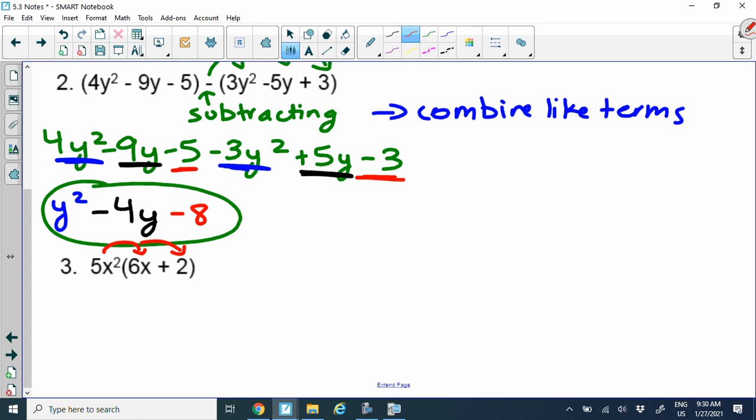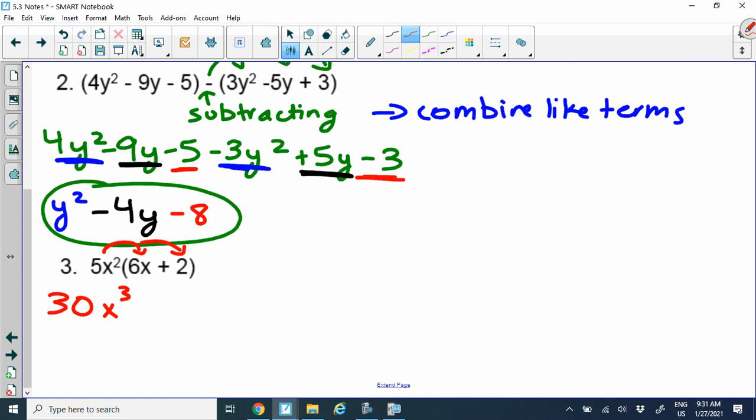So we have 5 times 6, that's going to give us 30. Now we also have to multiply the variable. So we have x squared times x. That actually gives us x cubed. Okay? So whenever we have the same base, in this case x, and we multiply, we add the exponents. Those are some of your exponent rules you guys learned in Algebra 2.